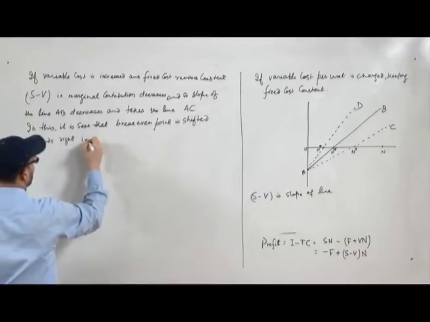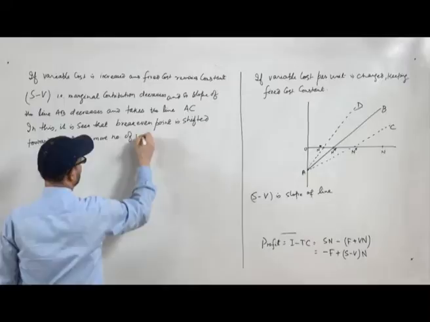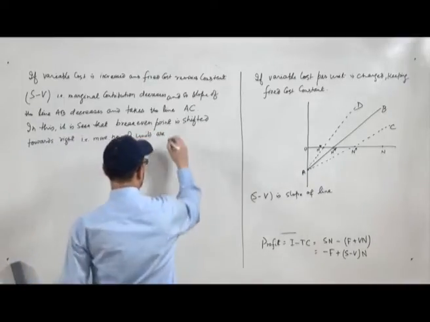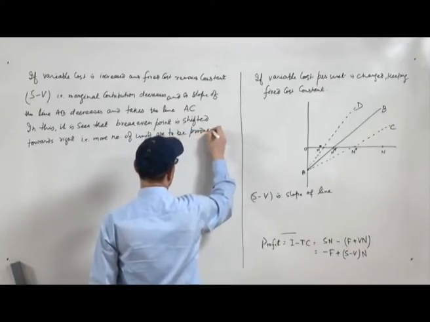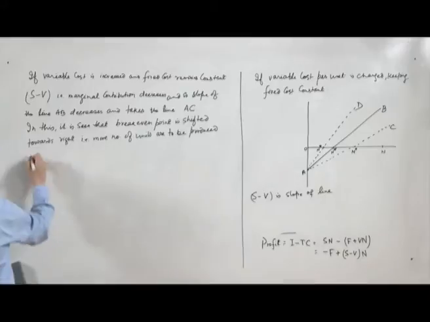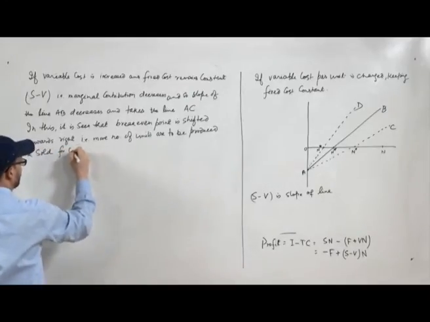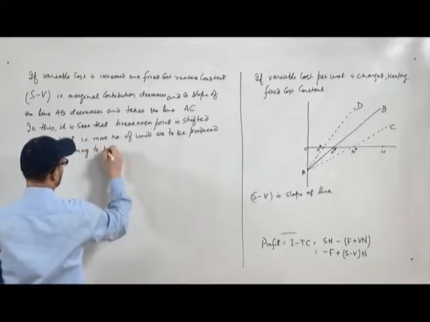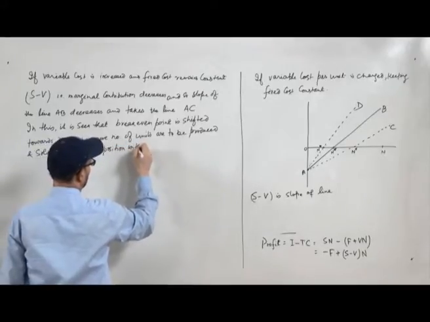That is, more number of units are to be produced and sold for coming to a position with no profit or loss.